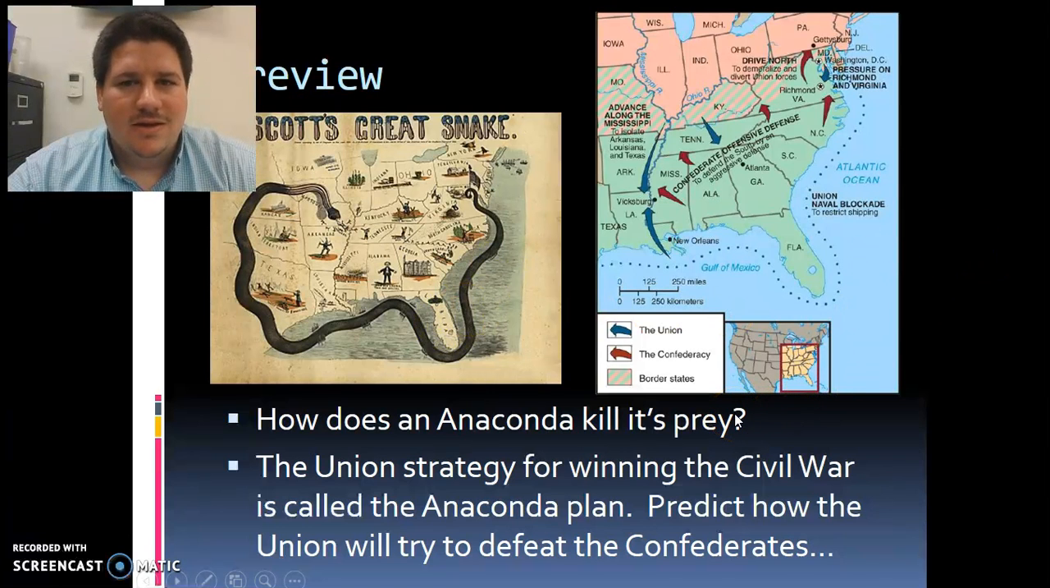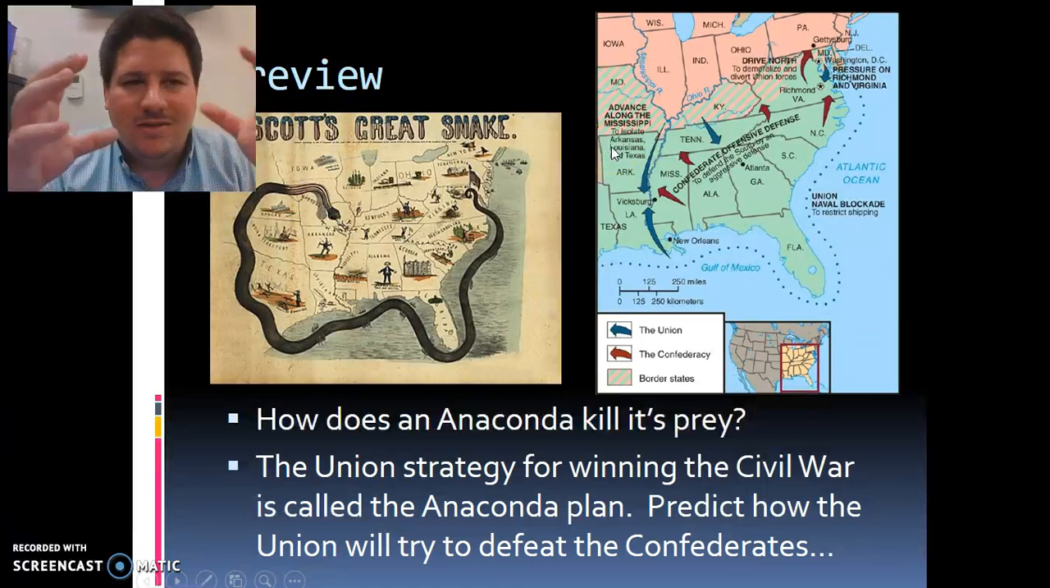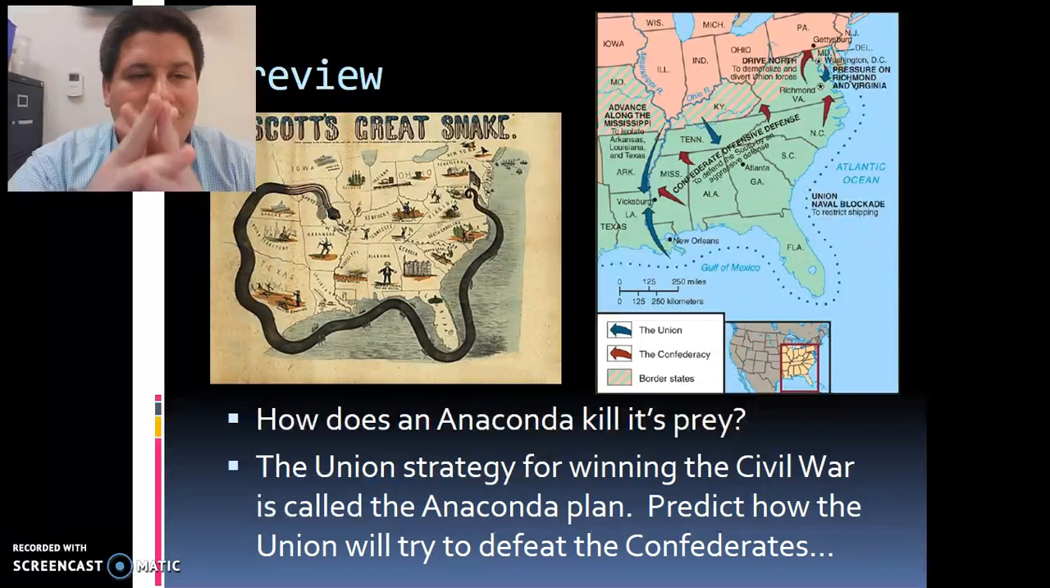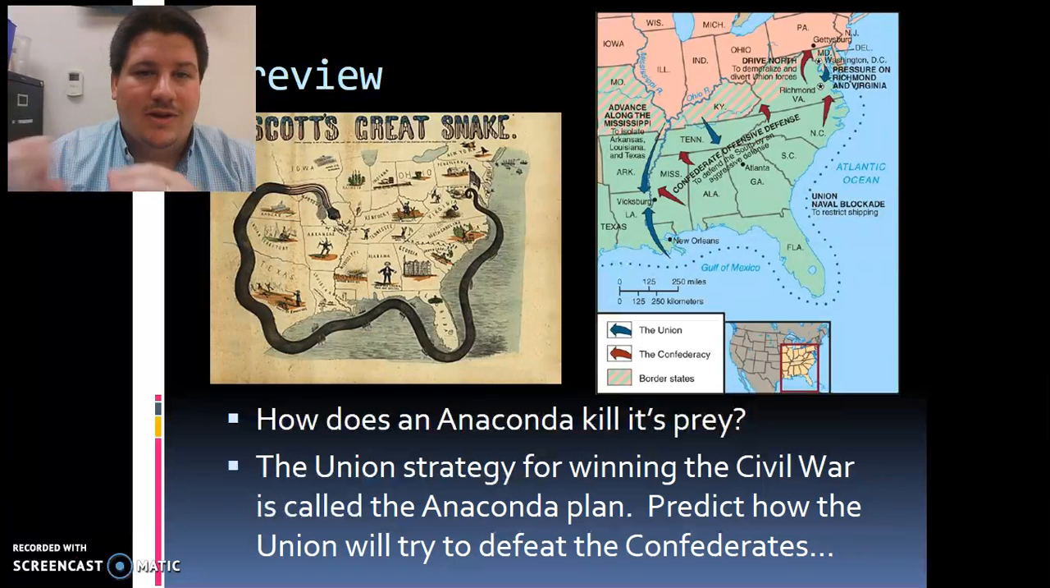One, how does an anaconda kill its prey? And number two, the Union strategy for winning the war is called the Anaconda Plan. Predict how the Union will try to defeat the Confederacy using both this image here, and then also this map is a great reference point for things as well. So I want you to think about how anacondas kill their prey and how the Union is going to try and defeat the Confederacy using this quote unquote anaconda plan.